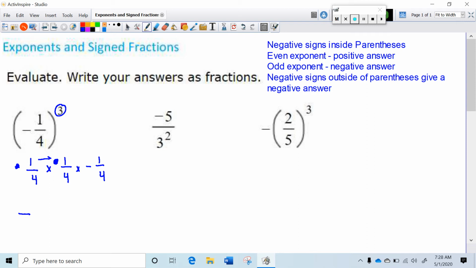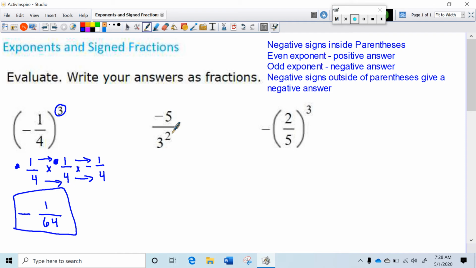Okay, so then multiplication with fractions goes straight across. 1 times 1 times 1 is 1, and the denominator, 4 times 4 times 4, is 64. So that's the answer to that one.